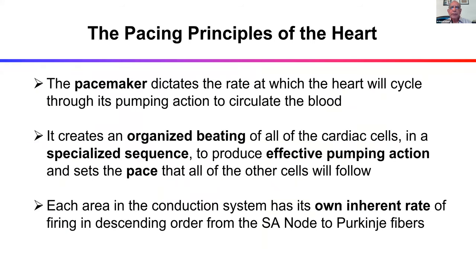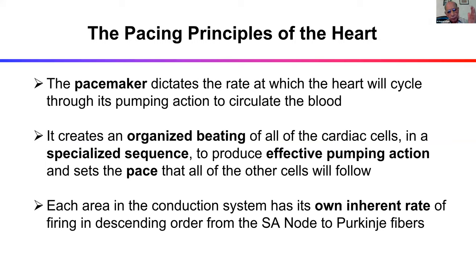Another important aspect is the pacing principles of the heart. The pacemaker, as you know, is a pacekeeping force, which maintains the pace, or dominates the others. The pacemaker dictates the rate of the other parts of the cycle so that the pump can be regularized. It creates organized beating, which gives rise to effective pumping action and sets the pace that all the other cells of the heart will follow. Each area of the conducting system, though, has its own inherent rate. The firing is in descending order from the SA node to the Purkinje fibers.